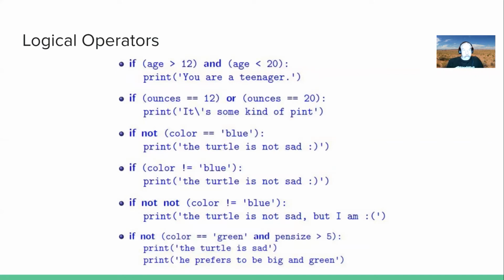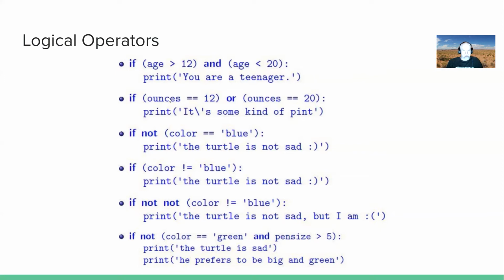So, examples of logical operators. If you wanted to test whether an age were between 12 and 20, you could do: if age is greater than 12 and age smaller than 20. If age is 10, this would be false because this condition is not met. It doesn't matter if the other is true, both need to be true. Same thing if age were equal to 22, it would also be false because this is false and both need to be true.